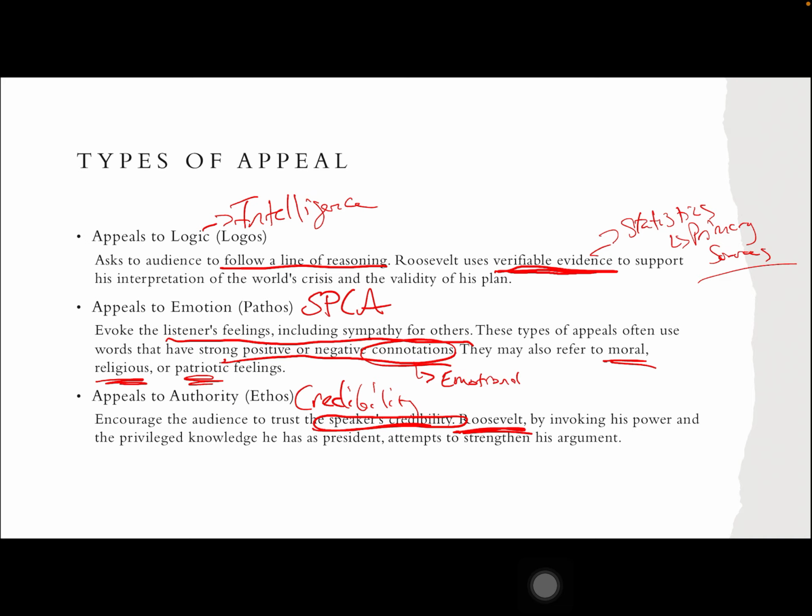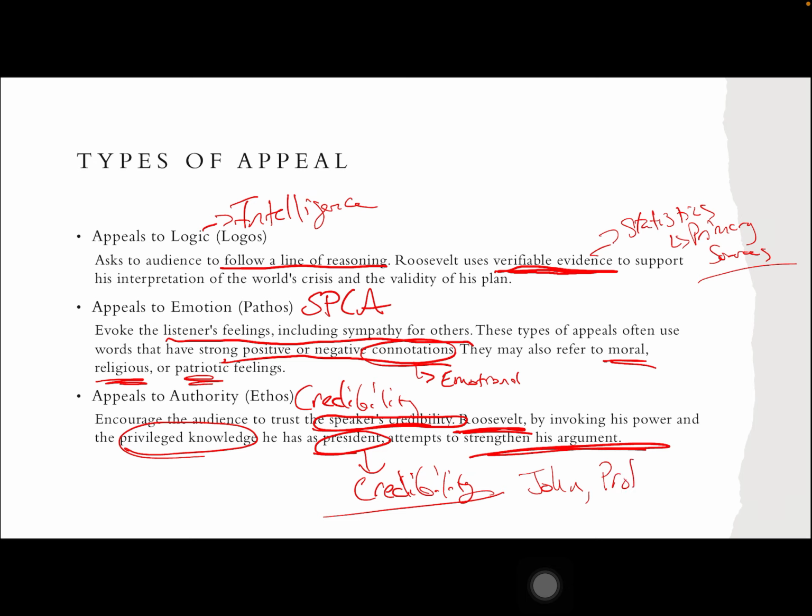Roosevelt uses this in the pieces of the text that we looked at because he's the president, right? Because he's the president, he has credibility, right? We want to listen to what he says because he is the president, that he has specific knowledge that is important, and he uses this to strengthen his argument. So that's what we're talking about with credibility, and we might see something along the lines of, John, professor of ethics at Syracuse University, right? In this right here, this is an example of trying to establish the credibility of the author.